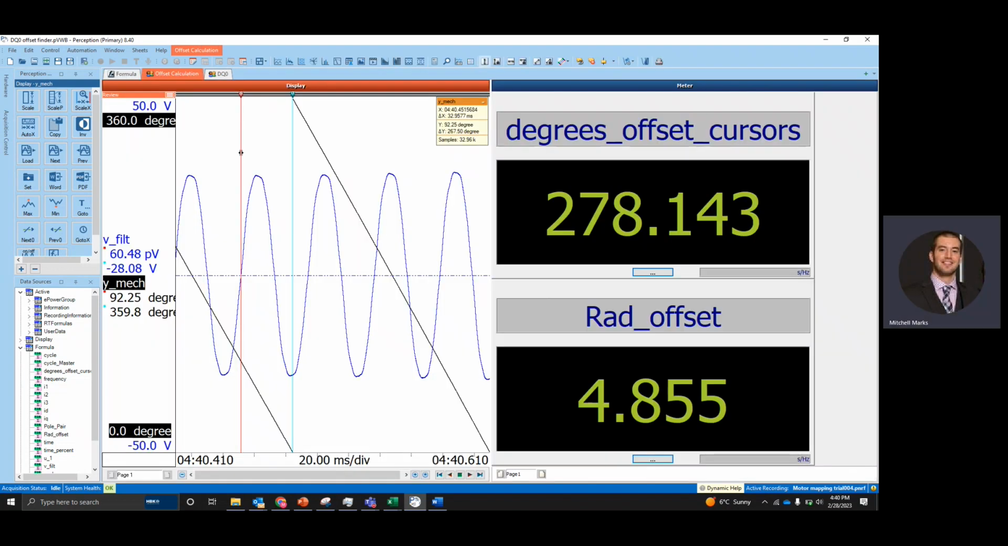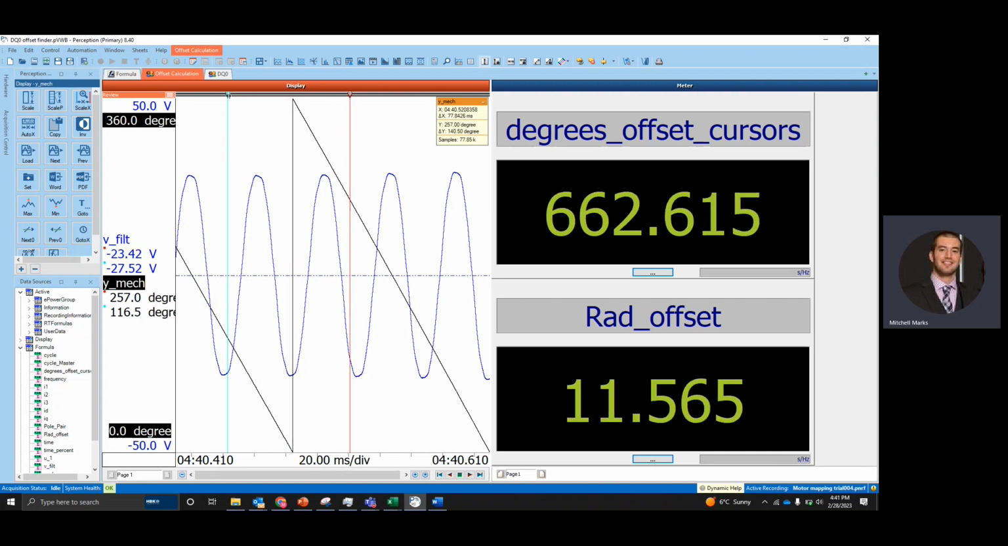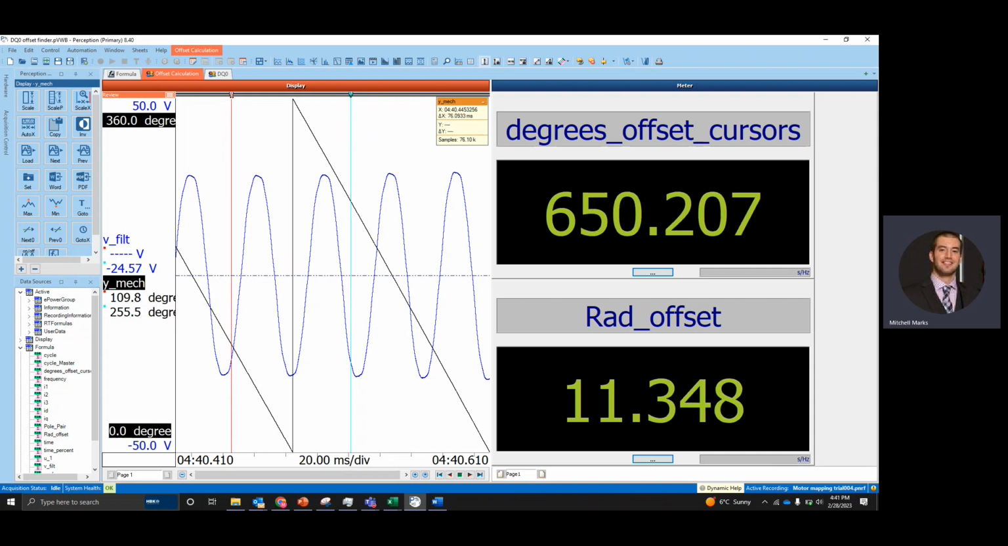So what was I just babbling about? Here I have my back EMF in blue, and I have my encoder in black, that sawtooth wave. Let me mess up my cursors here. Cursor 1, cursor 2, these are important. These are where our equations are coming from.